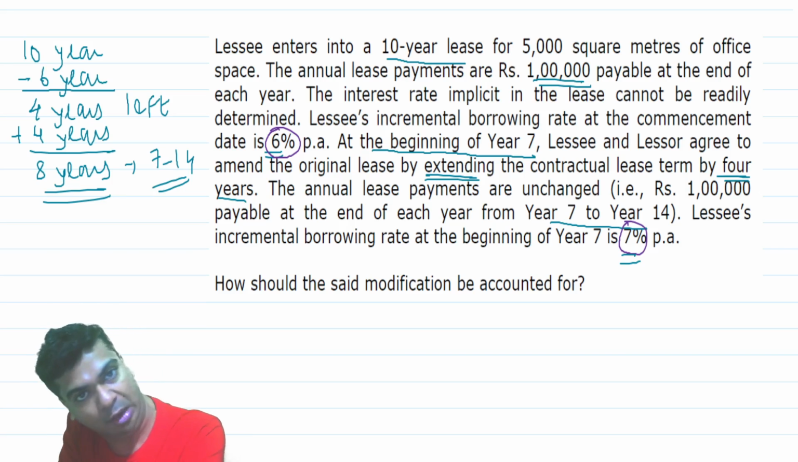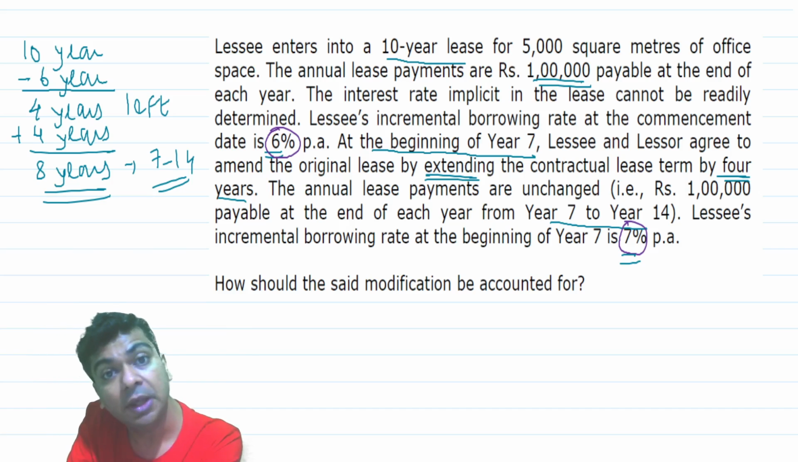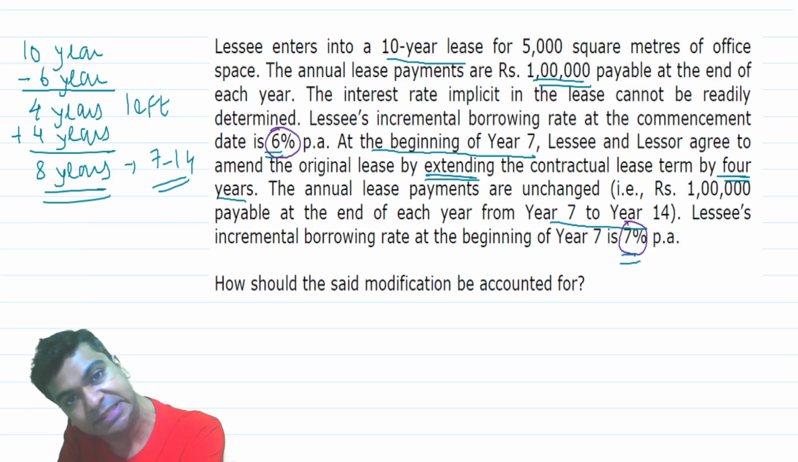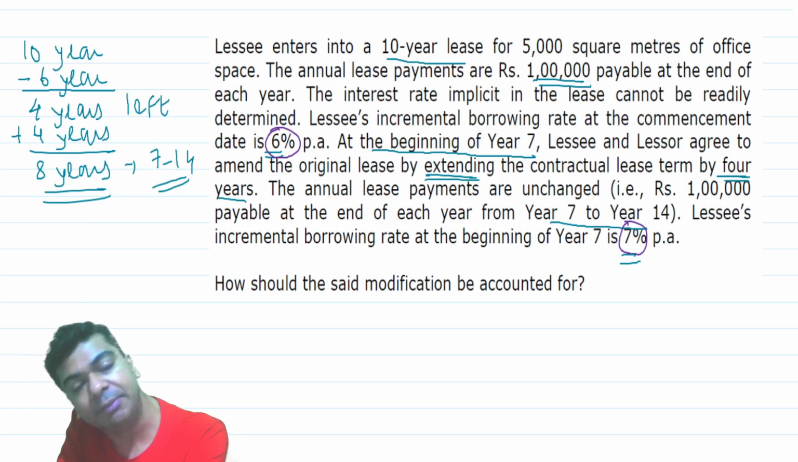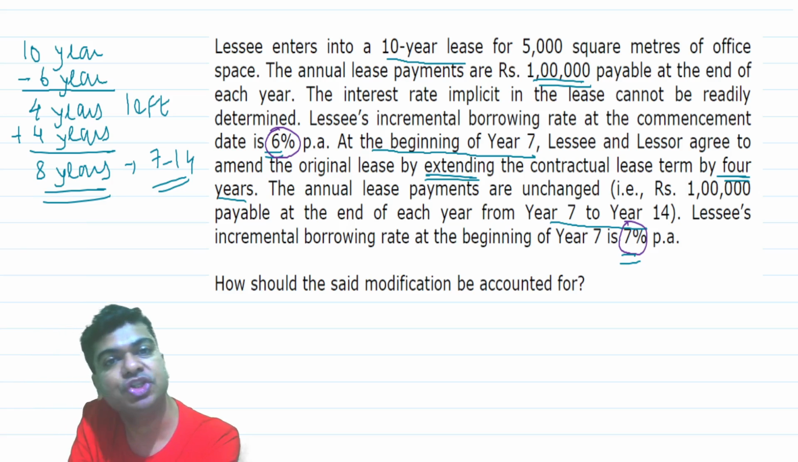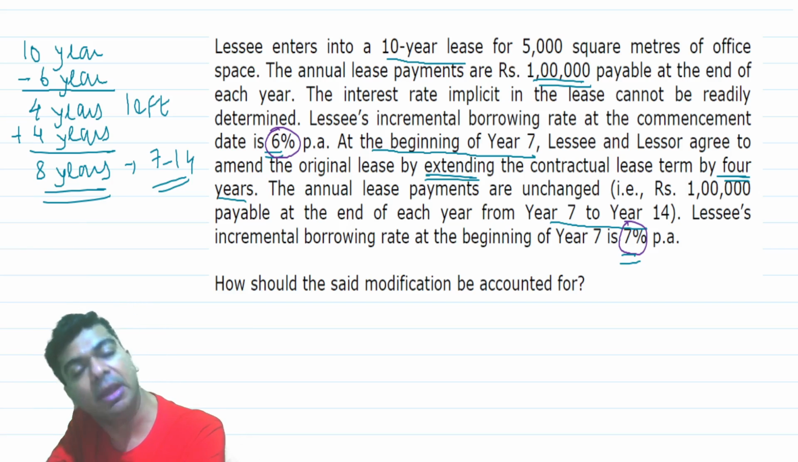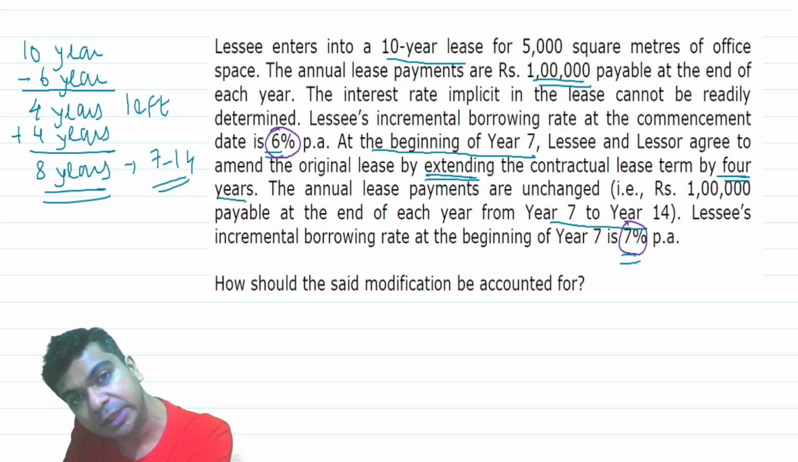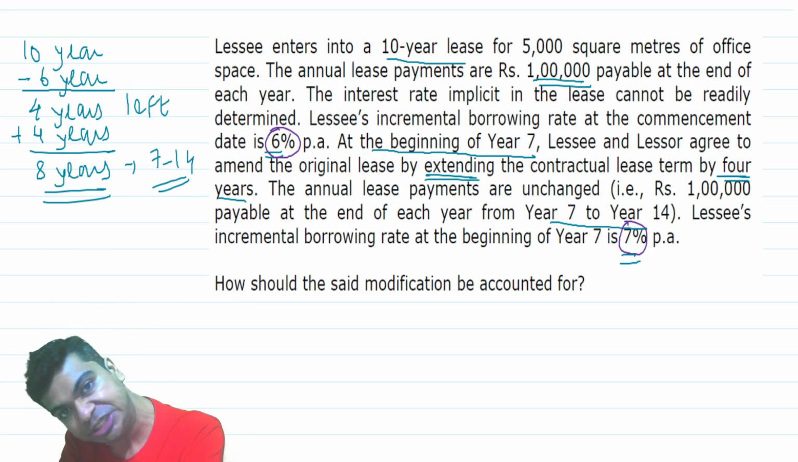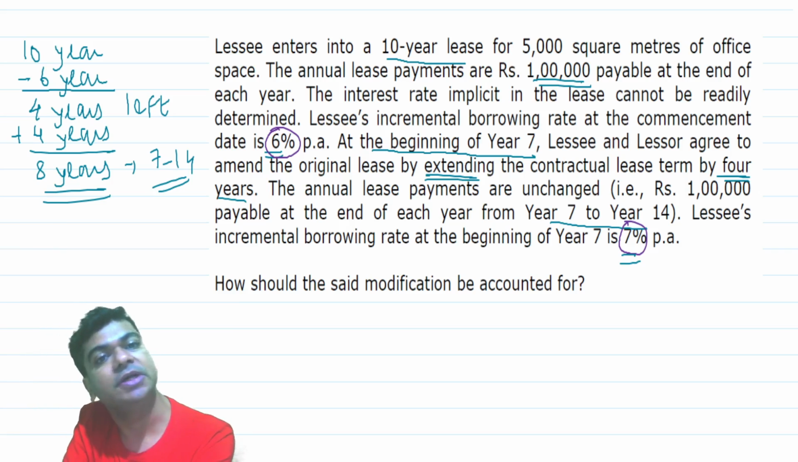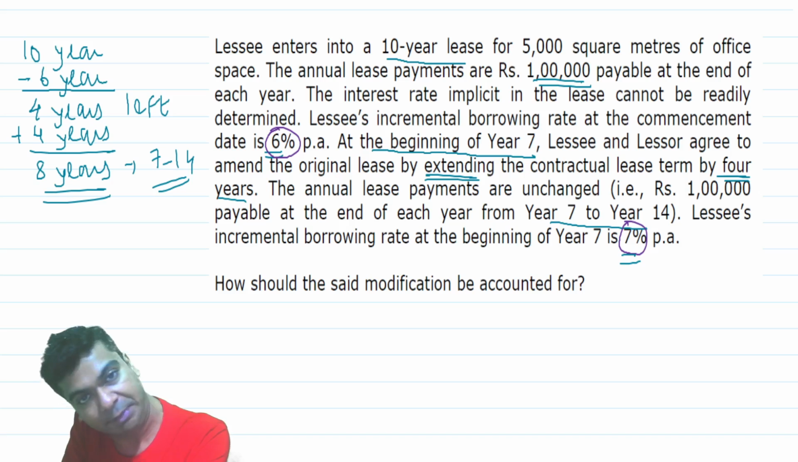So the way we will have to solve this question is we will have to remeasure the lease liability. See, the lease term has changed. Since the lease term has changed, your liability of making the payments has also undergone a change. So we should remeasure the lease liability. And once you have remeasured the lease liability, adjustments in the lease liability should be made through the ROU asset.